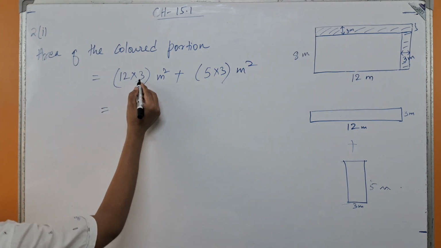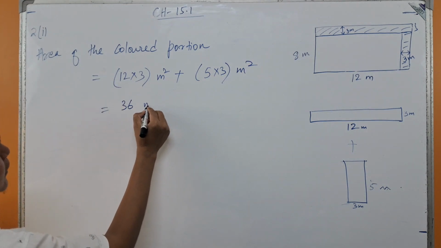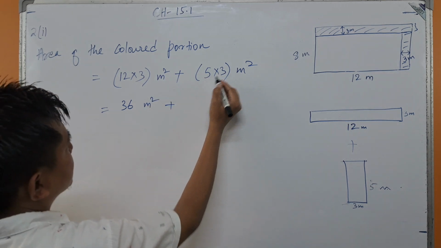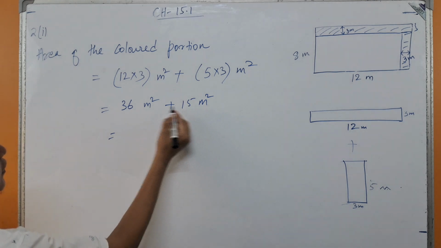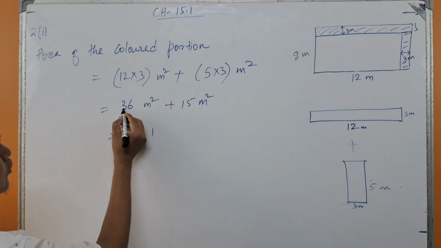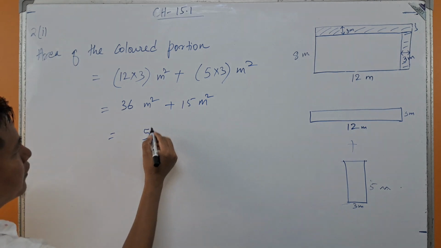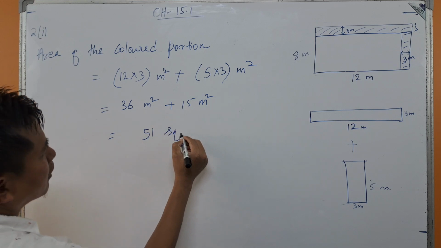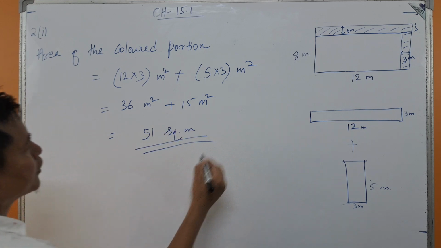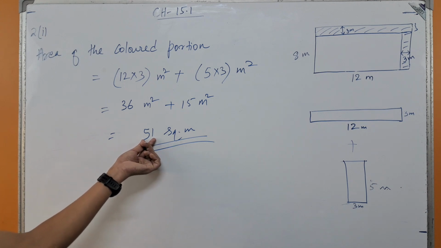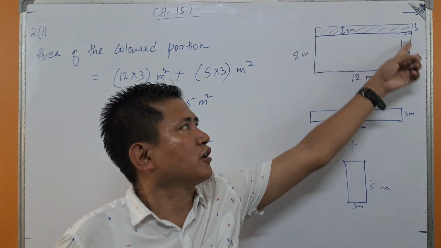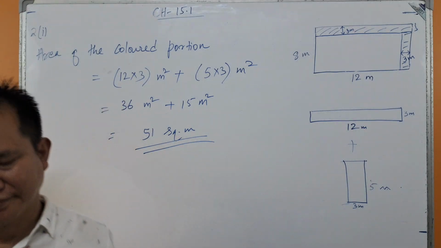Okay, 12 3s are 36 meter square plus 5 3s are 15 meter square. So 6 plus 5 is 11, 3 plus 1 is 4, plus 1 is 5, so 51 meter square. We can write square meter also; meter square and square meter are the same thing. So the area of the colored portion is 51 square meter.